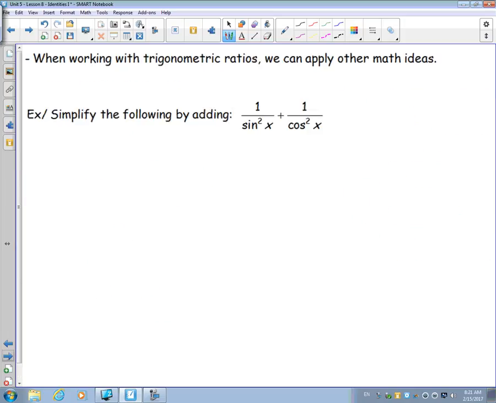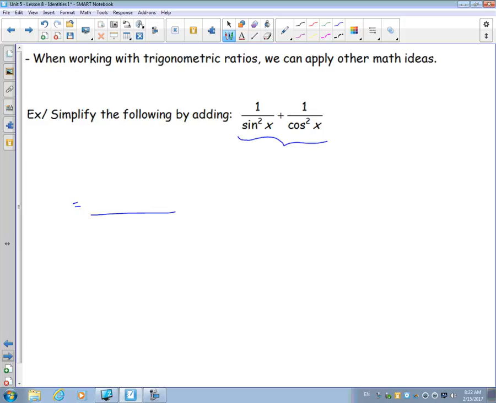Okay, so some other math ideas we're going to be able to use. So yes, we can replace. We can also work with fractions. We can also work with factoring and foiling. So we're going to practice some of these things. Can you simplify this by adding? How do we add fractions? To add fractions, we need a common denominator. I need to make them both the same.